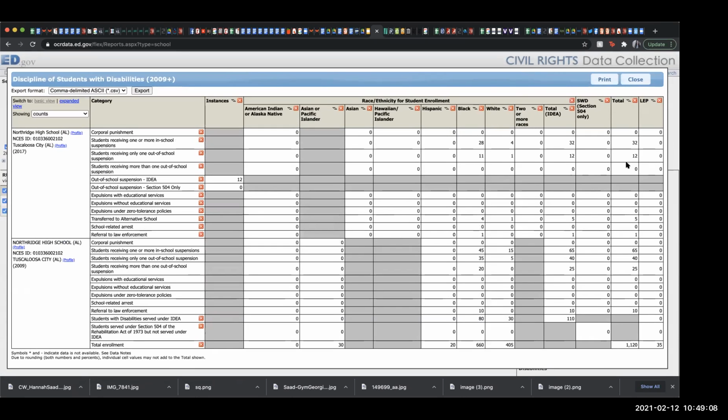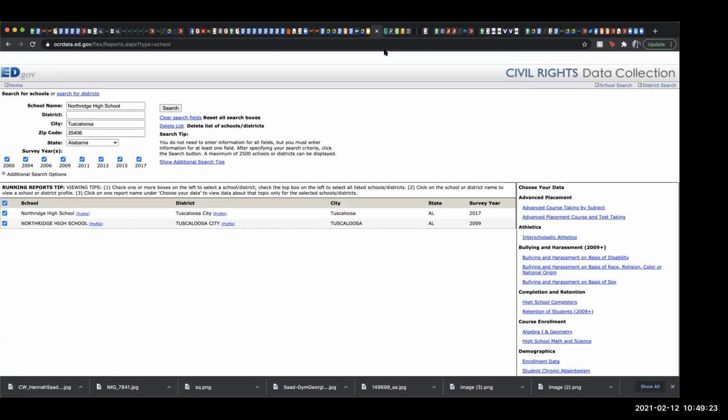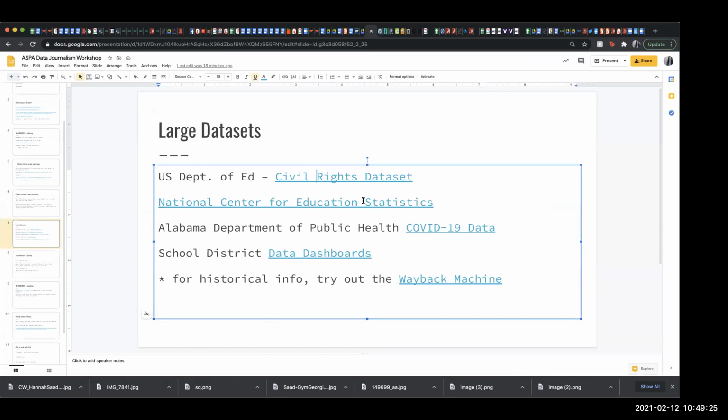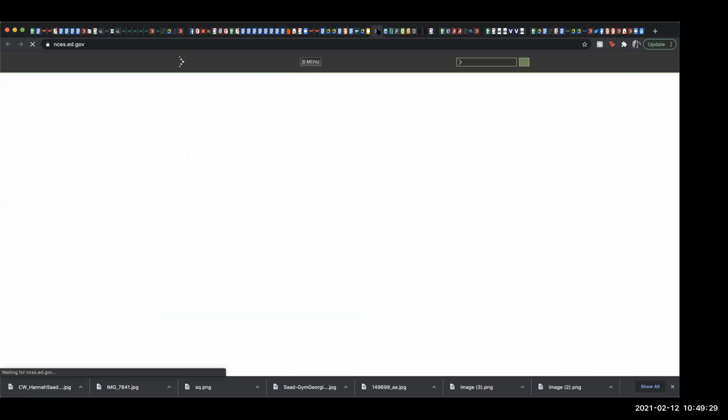And so you want to just spend some time looking through that. You're going to export as a CSV. I mean, these are just different ways. A CSV is going to allow you to play with the numbers. It's basically an Excel sheet. National Center for Education Statistics. This is another huge one.